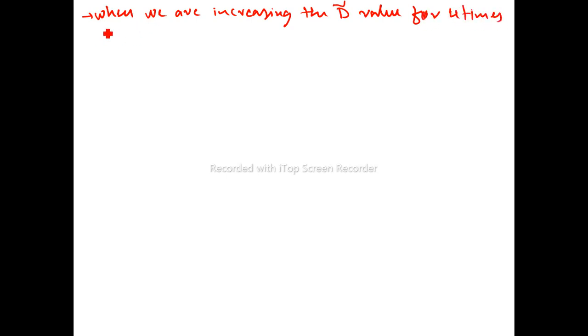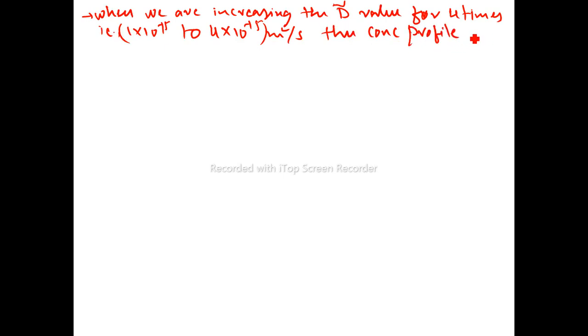When we are increasing the D value 4 times, that is from 1 into 10 power of minus 15 to 4 into 10 power of minus 15 meter square per second, then the concentration profile will be like this. Can anyone expect what will happen to the concentration profile?